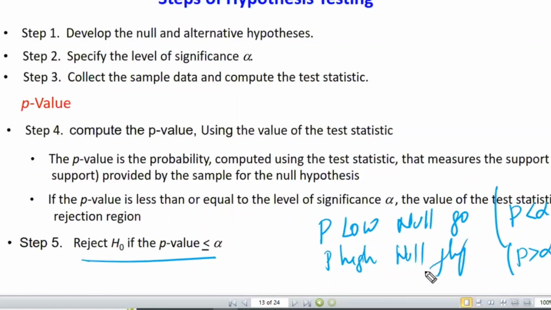Okay, this is for remembering purposes and ease only. Don't say it in the interview room. This is for understanding and an easy way. P low null go, P high null fly. Clear? Done?